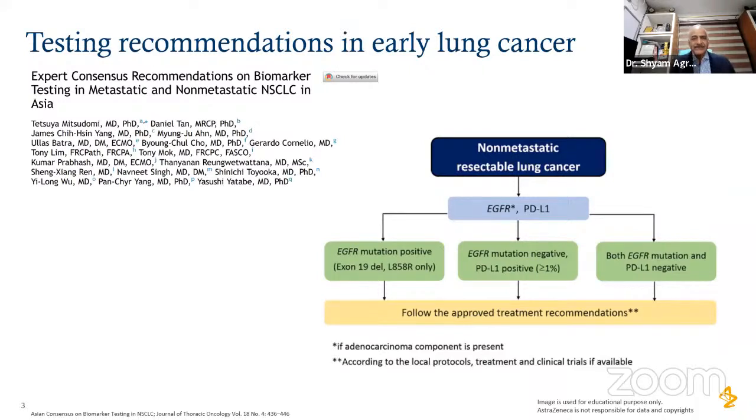So what testing should one do if a patient comes with early lung cancer, that is non-metastatic resectable lung cancer? We do only two kinds of testing. One is EGFR, another one is PDL1. So there may be three combinations. Either both are positive, or both are negative, or you may have PDL1 positive alone. So we follow the approved recommendations for the treatment as per the outcome of the testing. Next, please.